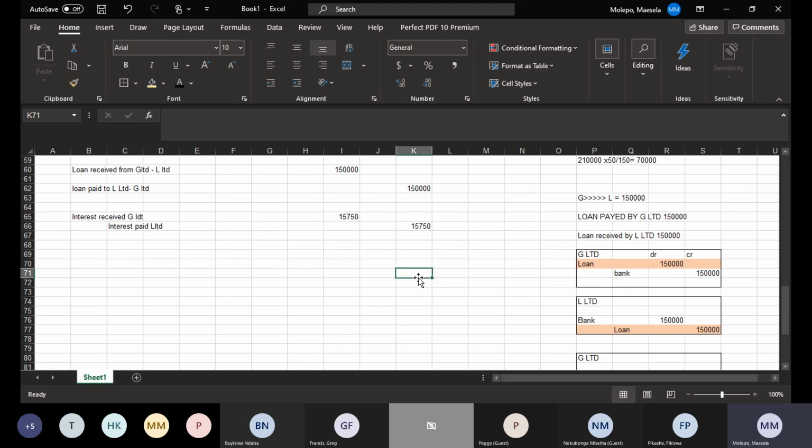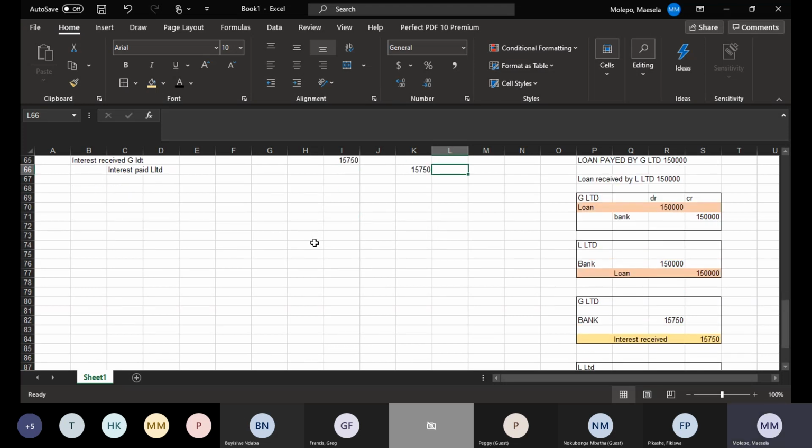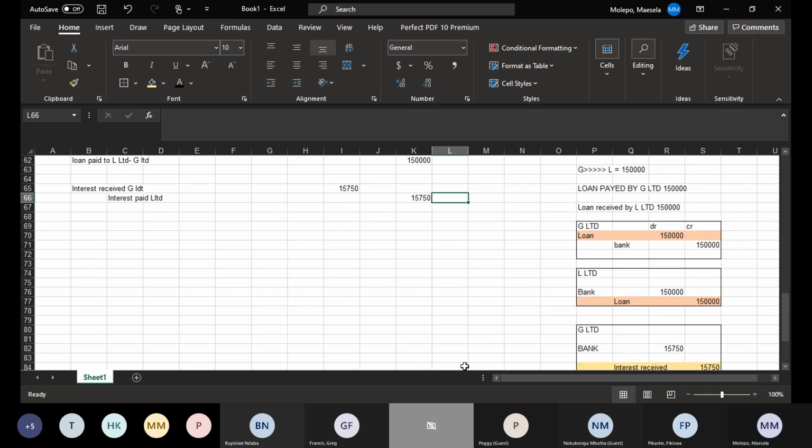Then it's 15,750. But suppose you didn't understand this and you said interest paid and then you write G Limited. So this amount was gonna be wrong when they mark. And here we said interest received instead of G, and then you said it was L, then it was also going to be wrong. Anyone who has a question so far with regard to the pro forma journal, especially with the calculation of the interest versus the loans part and the profits?